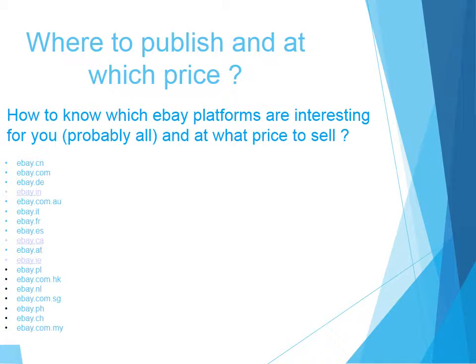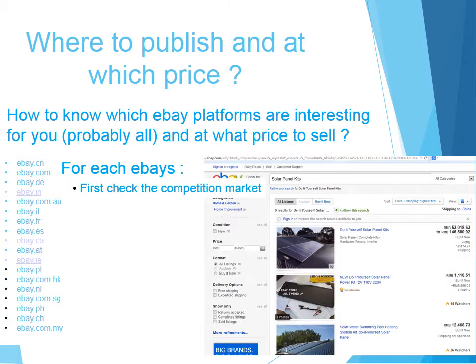So to identify the best price, first you have to do this for each eBay platform: ebay.cn, ebay.com, ebay.de. For each platform, you have to first check the competitors. So you just type the product on the eBay of this platform.